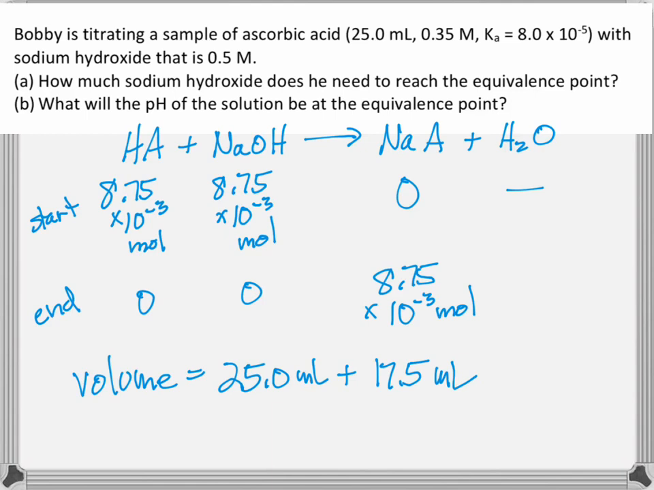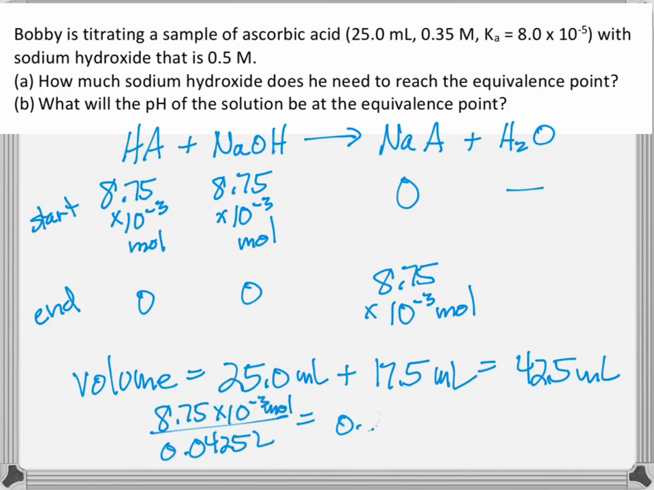The 25 mL of ascorbic acid solution and the 17.5 mL of sodium hydroxide gives us a total volume of 42.5 milliliters. So we can find the molarity of the sodium ascorbate at the end of the solution by dividing the number of moles of sodium ascorbate by the total volume to get the molarity of 0.206 molar.